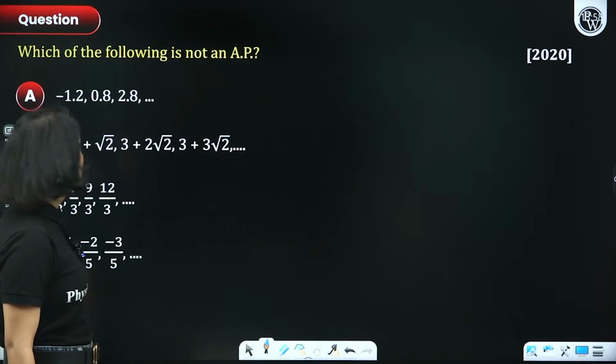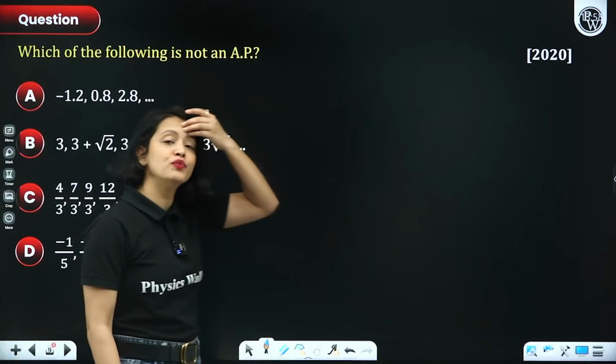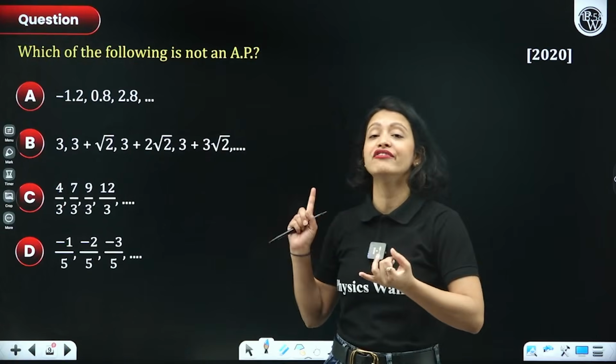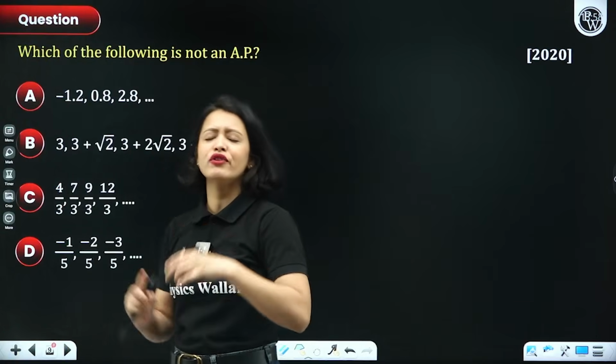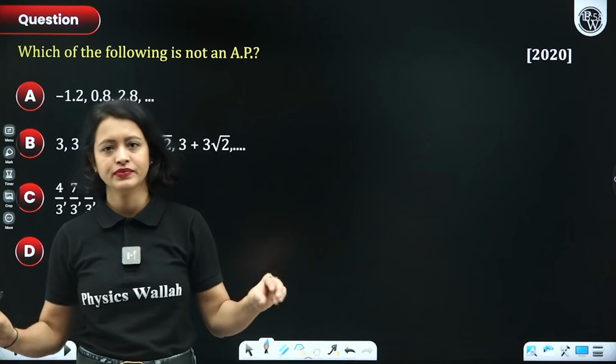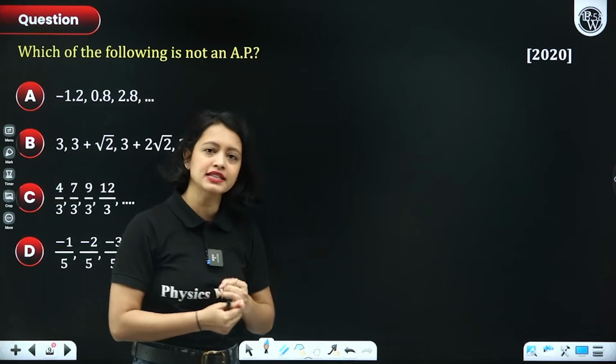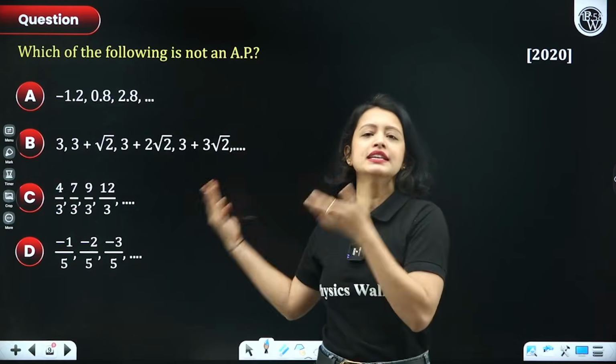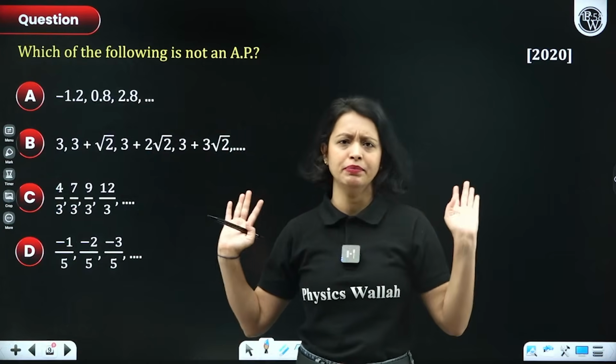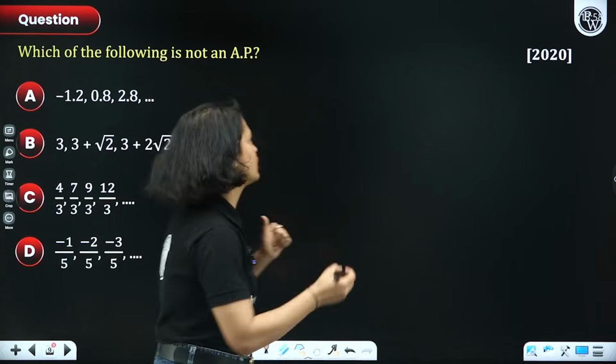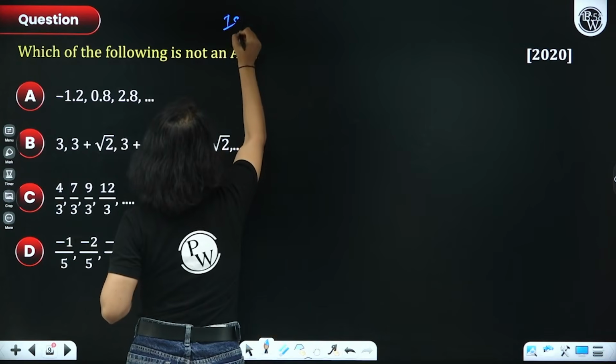Okay, let's go. So with that, everyone, let's start with the different types of problems that we get asked in board exams from the very simple definition of AP. Okay, so the first type of question is, you will simply be asked which of the following is an AP, or which of the following is not an AP. This is the first type, okay? First type of problem.